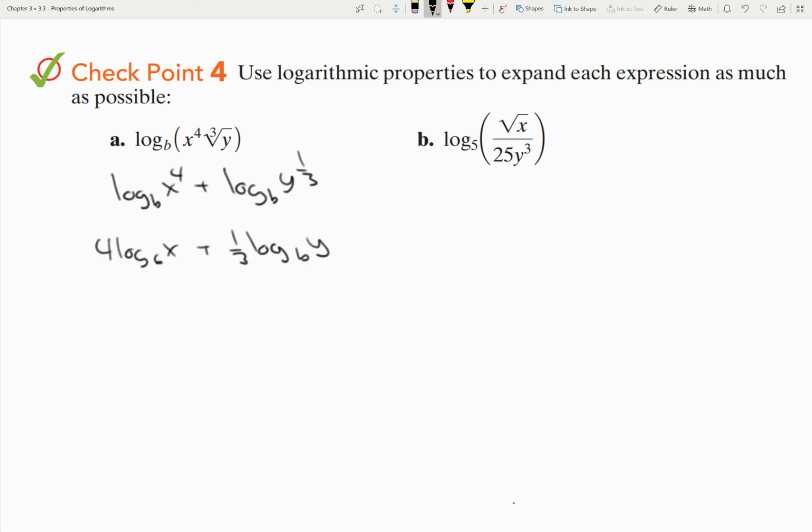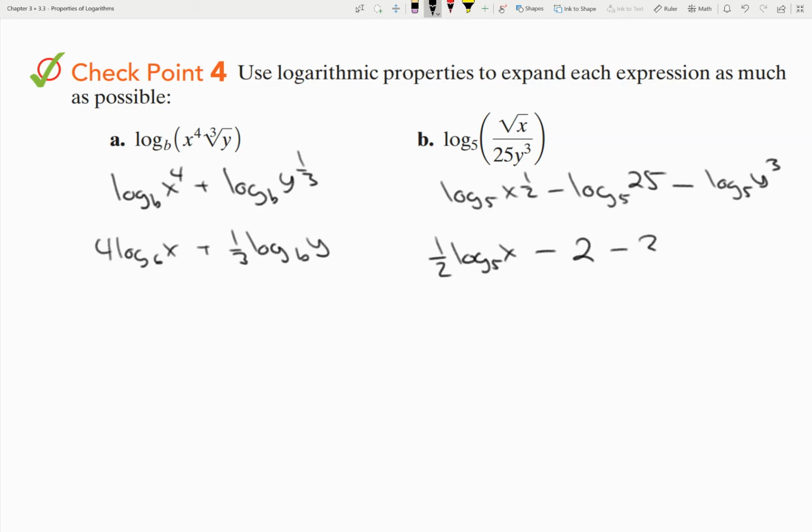Okay. For part b, log base 5 of x to the 1/2 minus the log base 5 of 25, and also minus, because it is in the denominator and I don't want to use parentheses, log base 5 of y to the 3rd. The 1/2 comes to the front, minus 2, because the log base 5 of 25 is 2, and the 3 comes to the front, log base 5 of y.